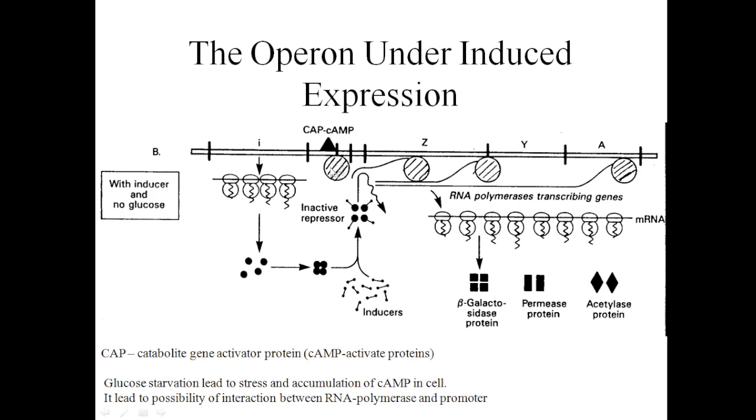Cyclic AMP is a strong mediator of intracellular stress. It interacts with cyclic AMP binding proteins which recognize and bind the promoter region, and this leads to increasing affinity of the promoter for RNA polymerase. A weak promoter is transformed into a strong promoter, and it is an additional factor for increasing the activity of the operon.